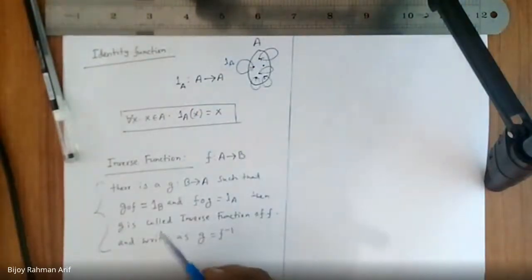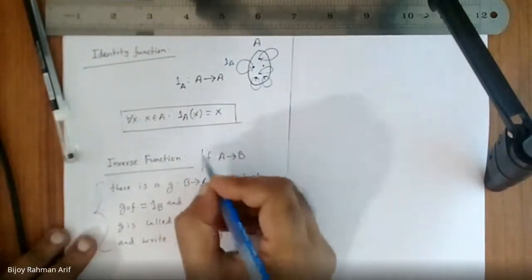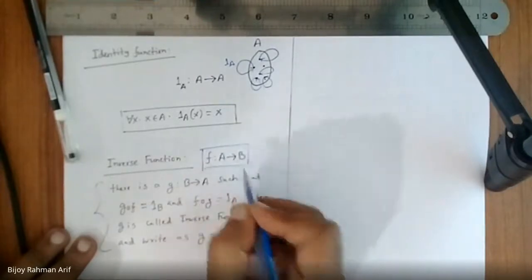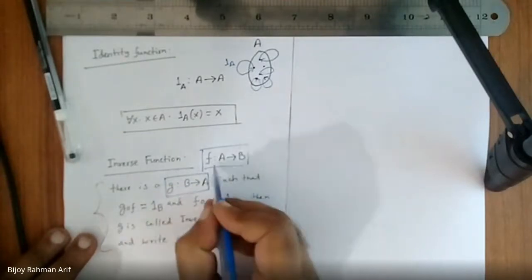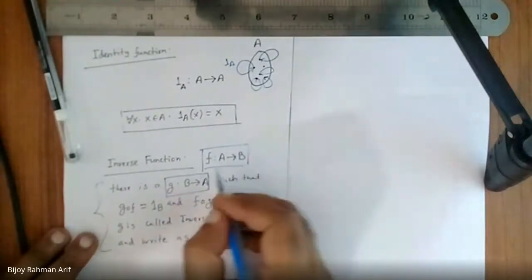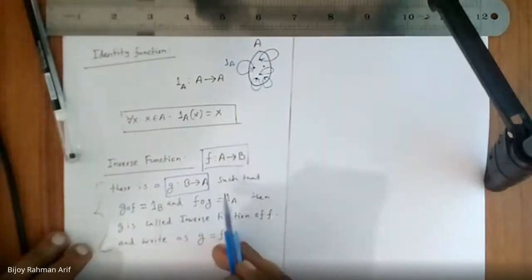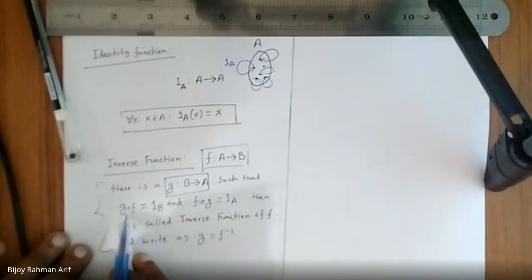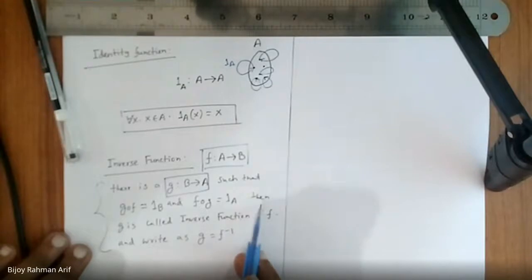Now, what is the definition of the inverse function? I want to find out the inverse of f. Then I have to find such a function g. f is mapping from A to B. So I have to find the inverse function of f. That means I have to find a function which maps from B to A such that g composition f is nothing but the identity function of B, and f composition g is nothing but the identity function of A. Then g is called the inverse function, and written as f inverse.